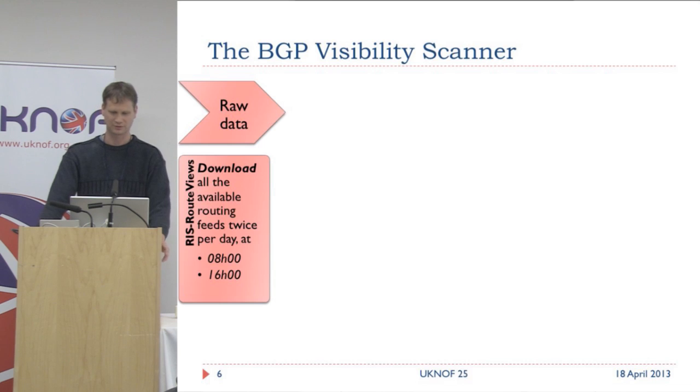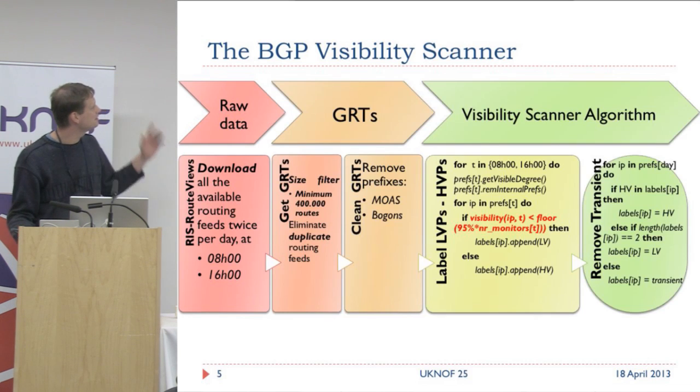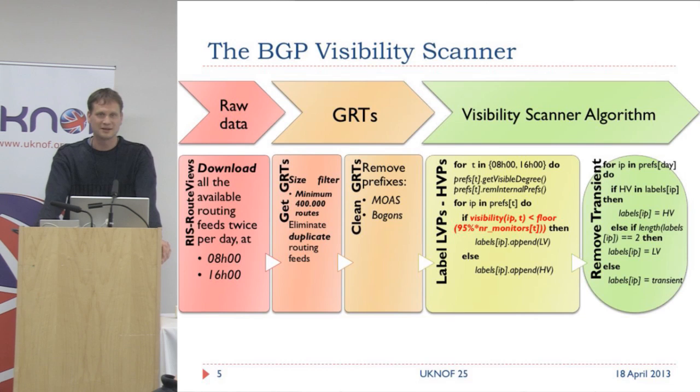Oops. Okay, that was a bit fast. So that is basically the idea behind the visibility scanner. We take the raw data from RIPE and RouteViews. We then extract what we call the global routing table, abbreviated here as GRT. Obviously, we are not interested in feeds which only give you a peering feed on RIPE. You often have just limited feeds. Then we clean the data a little bit, and then we have the main algorithm.